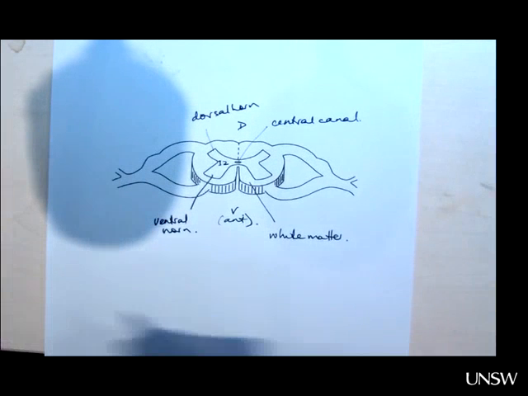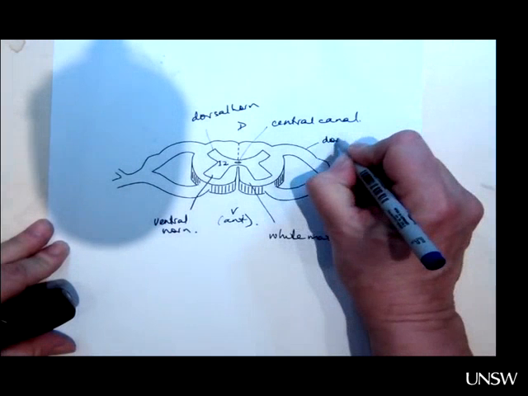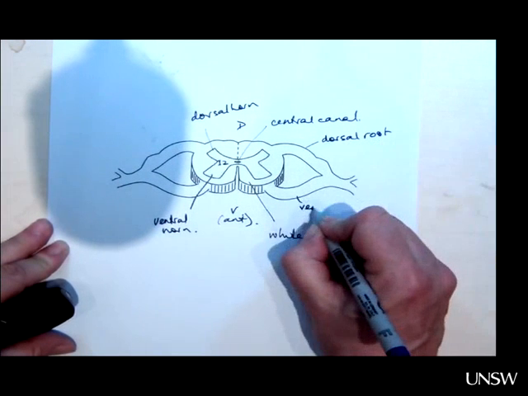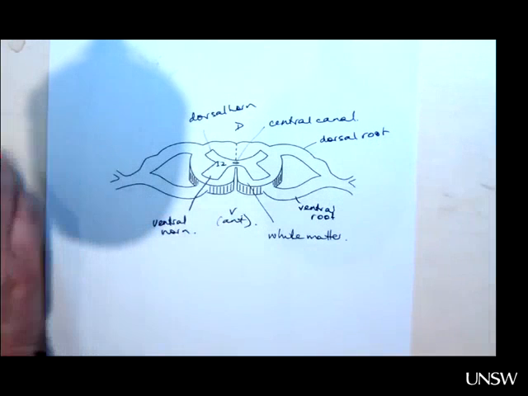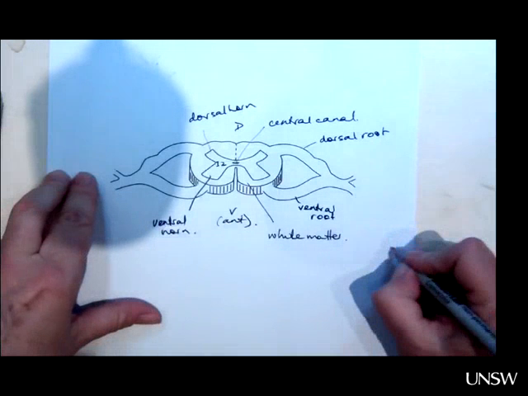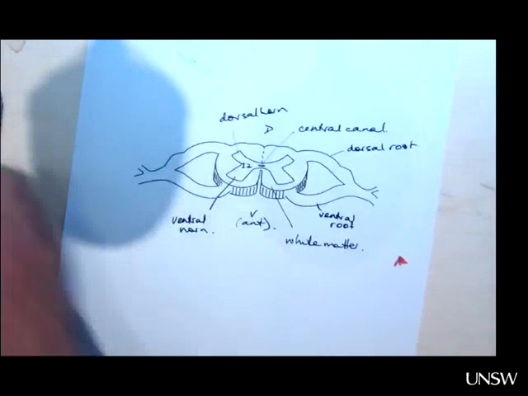Now, there are two roots that come out of the spinal cord. Here we have what is known as the dorsal root, and we have the ventral root down here. Now, the dorsal root basically contains incoming sensory fibres. Okay, and you may remember that sensory fibres... we'll use a different colour.